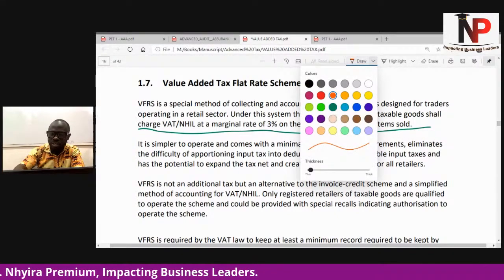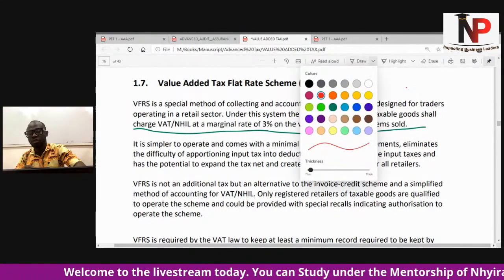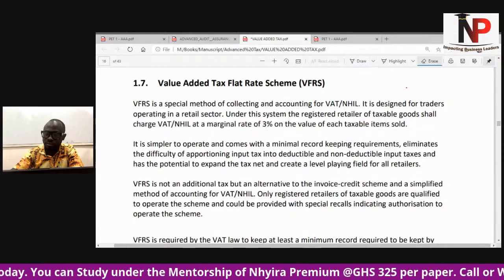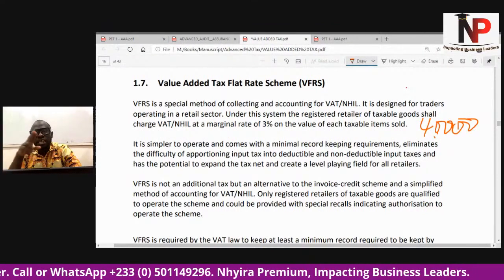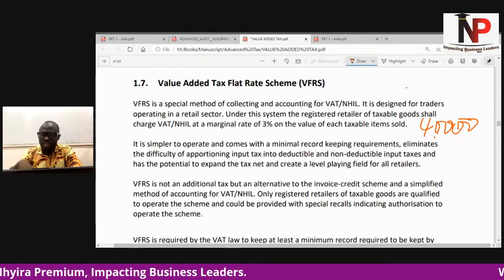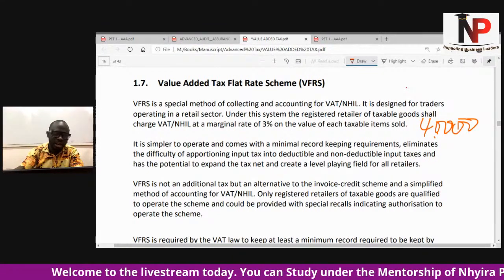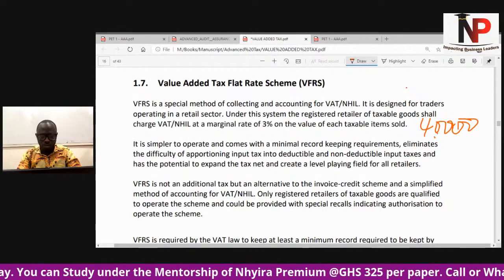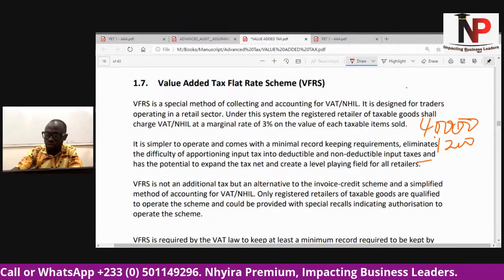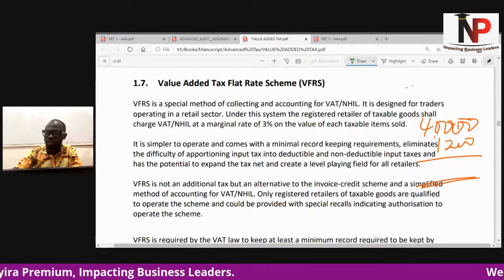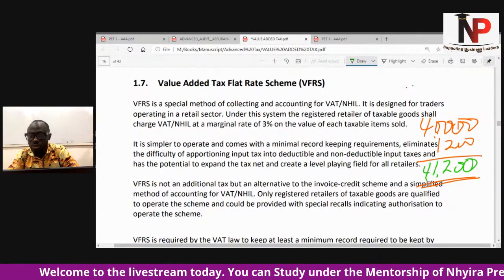So look at how that works. Very simple. All we do is, okay, what is the taxable amount we're talking about? Let's say something we are selling is 40,000 cedis. So instead of charging NHIL 2.5%, GETFund 2.5%, adding it up to get your taxable value, then charging 12%, you just charge a standard rate of 3%. And 3% of that, what do we have? 0.03 times 40,000 is 1,200. So it means this is what I'm going to pay if I'm buying from such a person: 41,200.